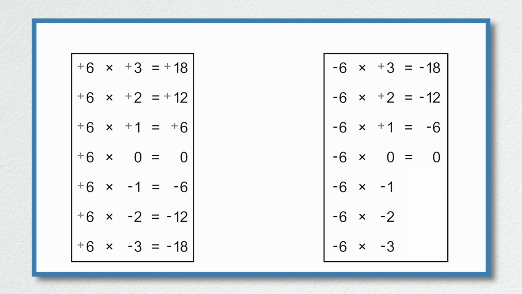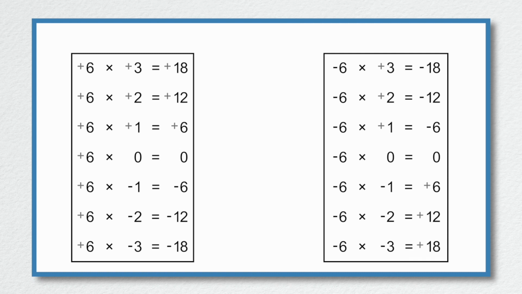Then we go into negative 6 multiplied by negative 1. And continuing the pattern, the answer is 6. And if we have negative 6 multiplied by negative 2, the answer is 12. And if we have negative 6 multiplied by negative 3, the answer is 18.